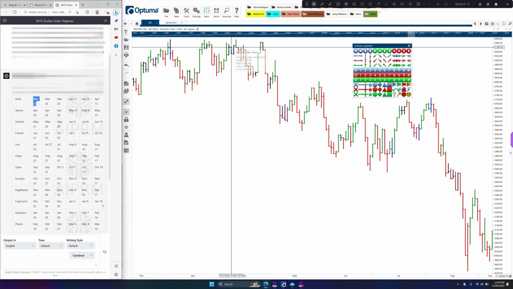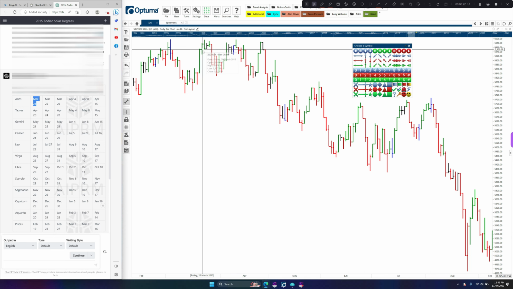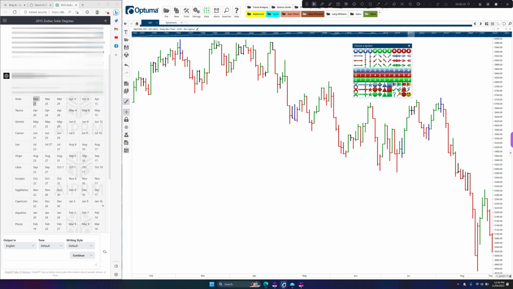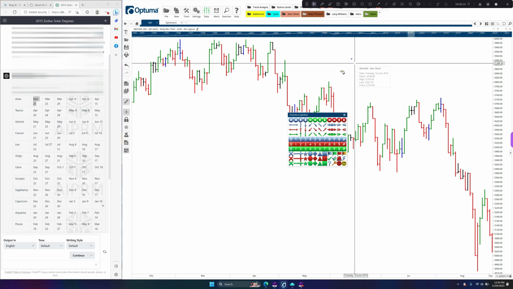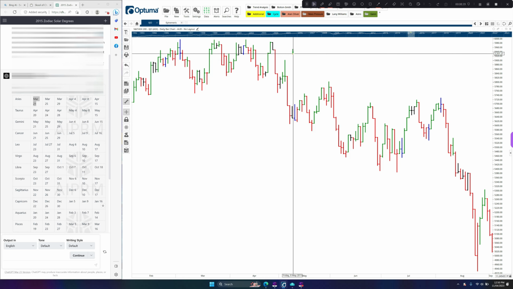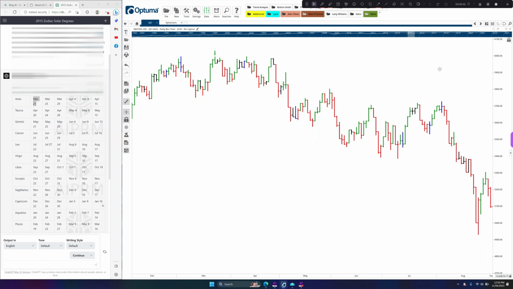So March 21, if we go back, we can see that March 20 was a Friday, March 23 was a Monday. So if you understand that the market is not open, we could actually say that this was possibly an exact hit in the market. I'm going to give that a green arrow, and I'm going to squeeze this up just a little bit.